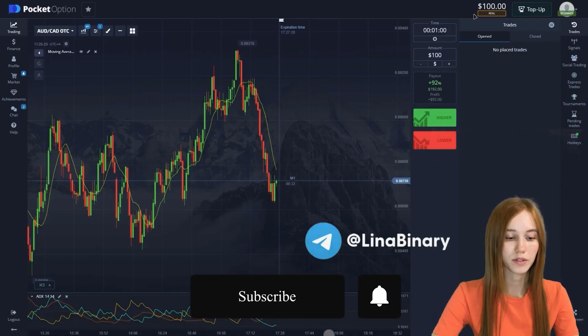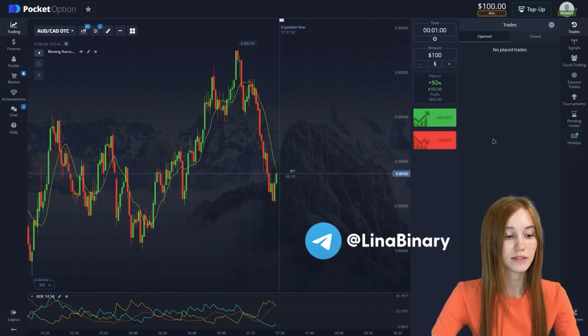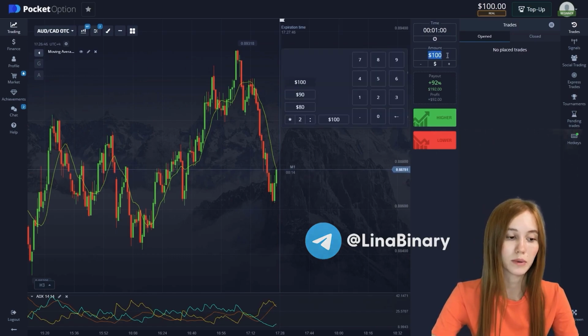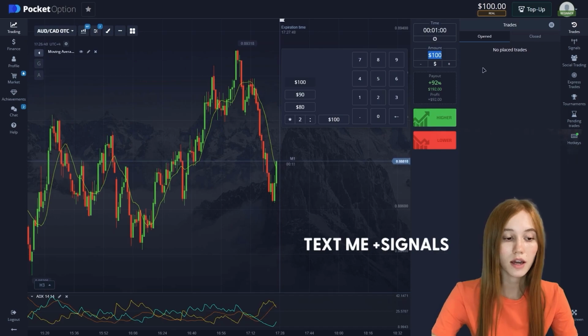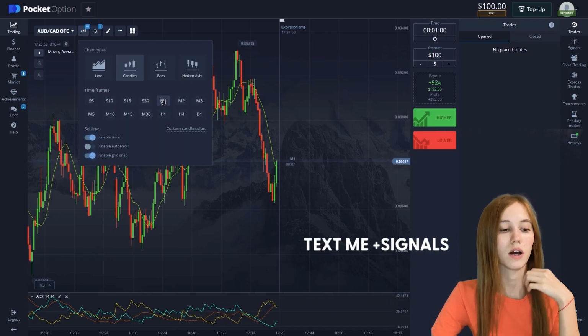We'll trade for the amount you see in the upper right corner, exactly $100. So let's first set up our trading space. First we will open a trade for $100. We trade minute trades. Turn on the minute time frame. Here are the candle settings, you can copy them.